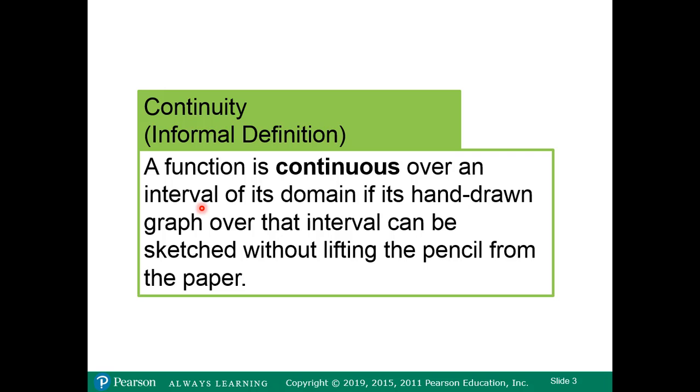Okay. So what is continuity? This is an informal definition. We call a function continuous over an interval of its domain if its hand-drawn graph over that interval can be sketched without lifting the pencil from the paper. That's what we mean by continuous. There are no breaks, holes, or jumps of any kind in the graph. That we would call continuous.